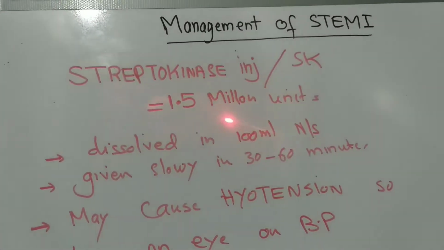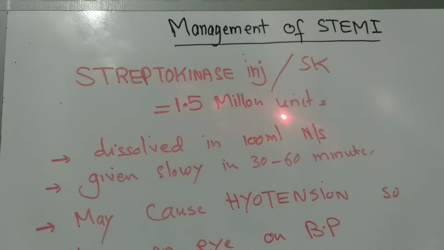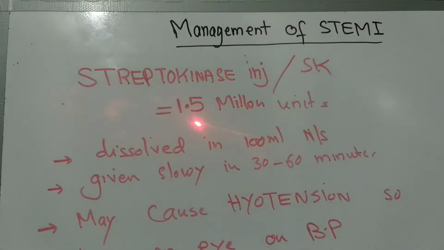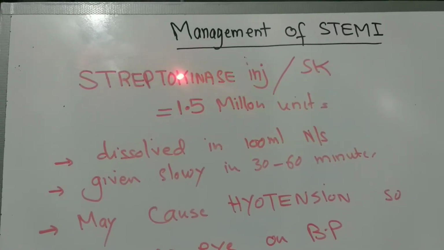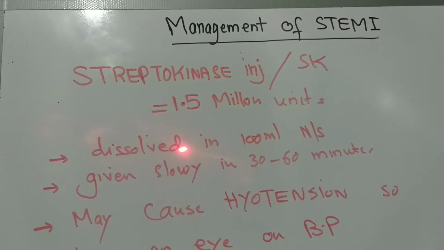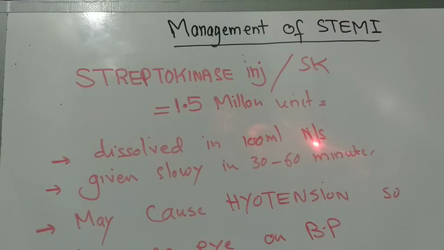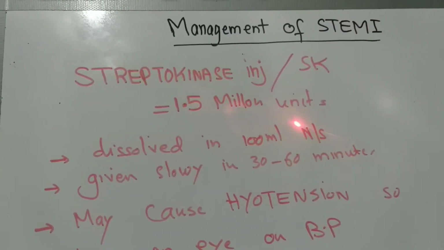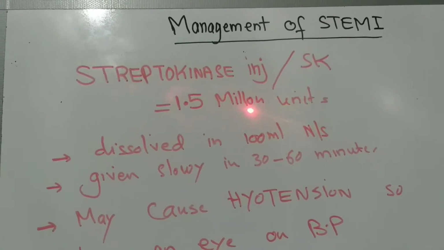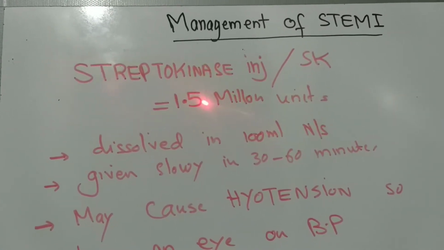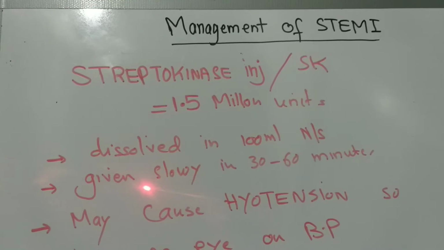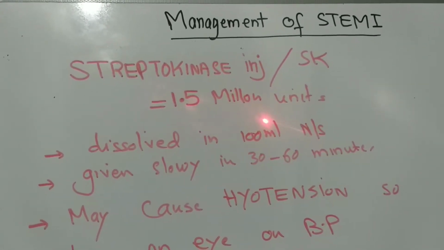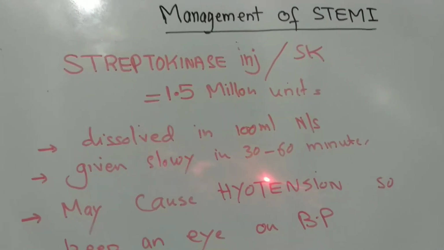Streptokinase injection is 1.5 million units. This is famously known as SK in Pakistan. 1.5 million units are in one injection of the streptokinase. This is dissolved in 100 ml normal saline. It has got a very specific way of making this injection. No bubbles are allowed to be generated in the vial of the streptokinase injection. Then it is started slowly and is given in 30 to 60 minutes, because streptokinase causes hypotension.